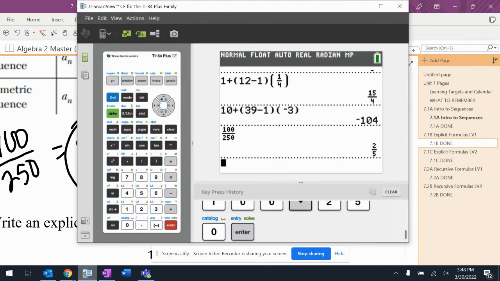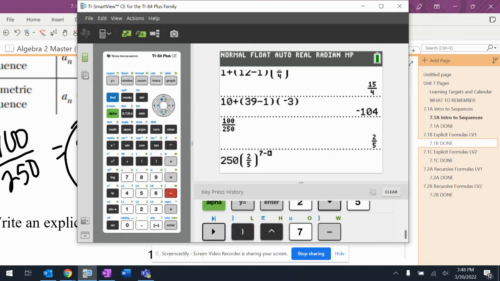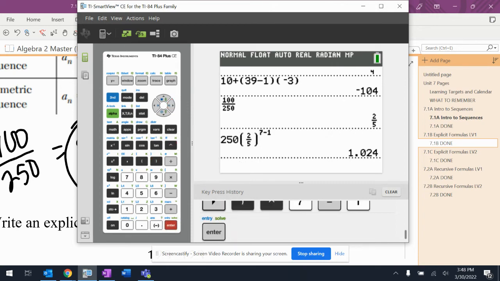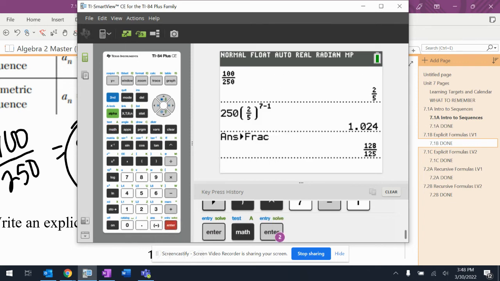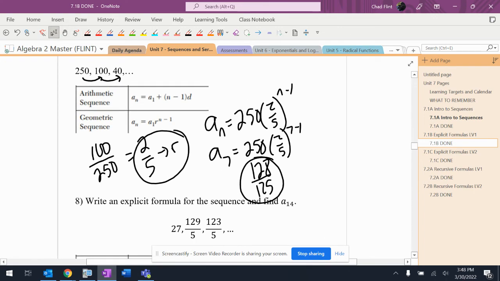So then I'm just going to take my calculator. I'm going to put in 250 times 2/5 to the 7 minus 1, which is 1.024. If I do want it as a fraction, because it was a fraction, I can hit math fraction, and it's 128 over 125. But if you wrote the decimal, that'd be perfectly fine. I like to stick to fractions when I can, just because it's easier to deal with them.